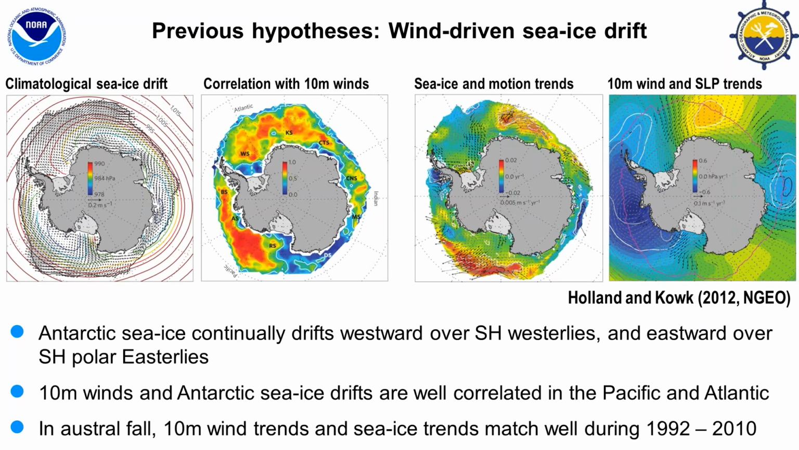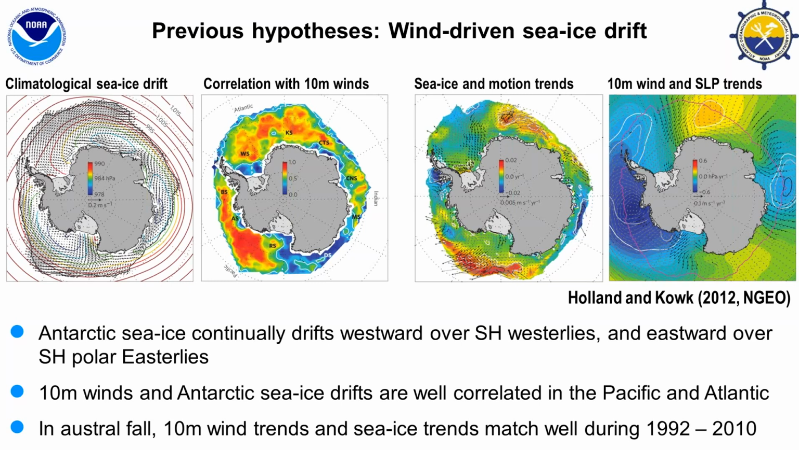Sea ice in the Antarctica doesn't just sit around all the time. It is constantly moving due to the wind. There are the southern hemisphere westerlies, which are constantly moving westward all the time. And very near the Antarctica, there is a polar easterly that goes in the east direction, the opposite direction. This is the sea ice drift velocity, a climatological velocity from the satellite image.